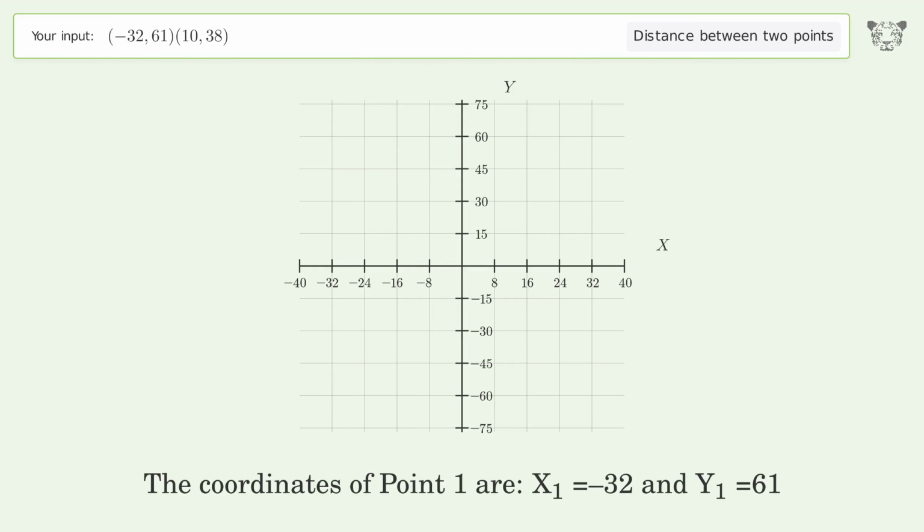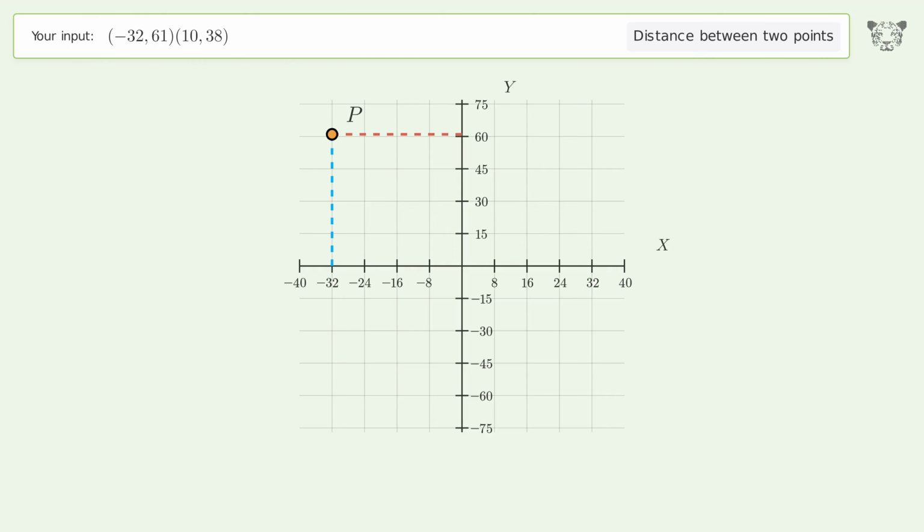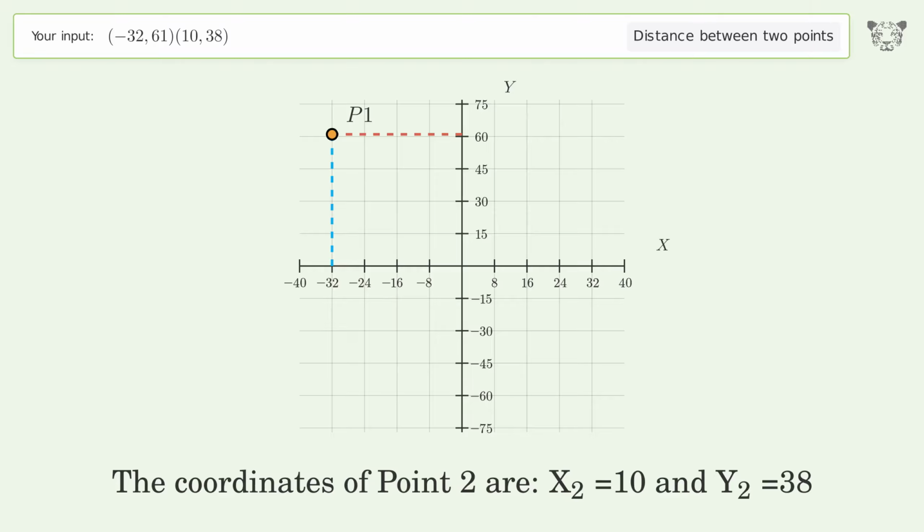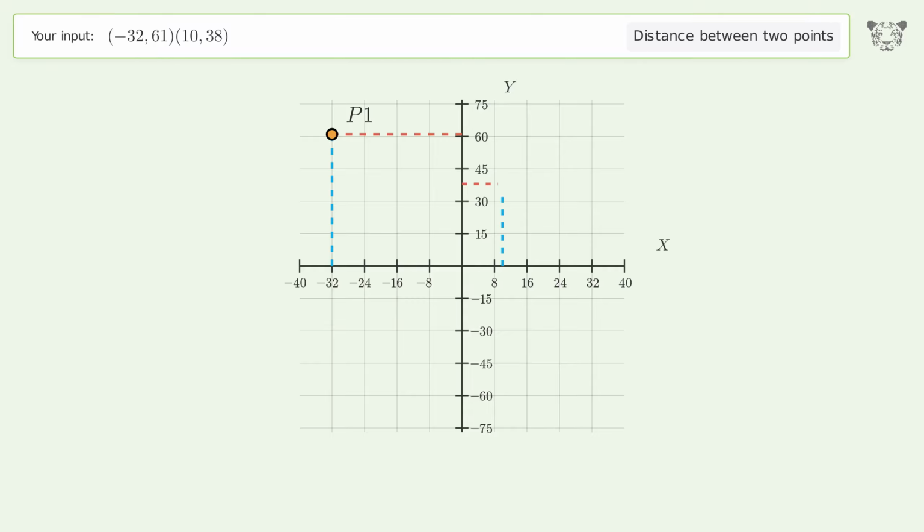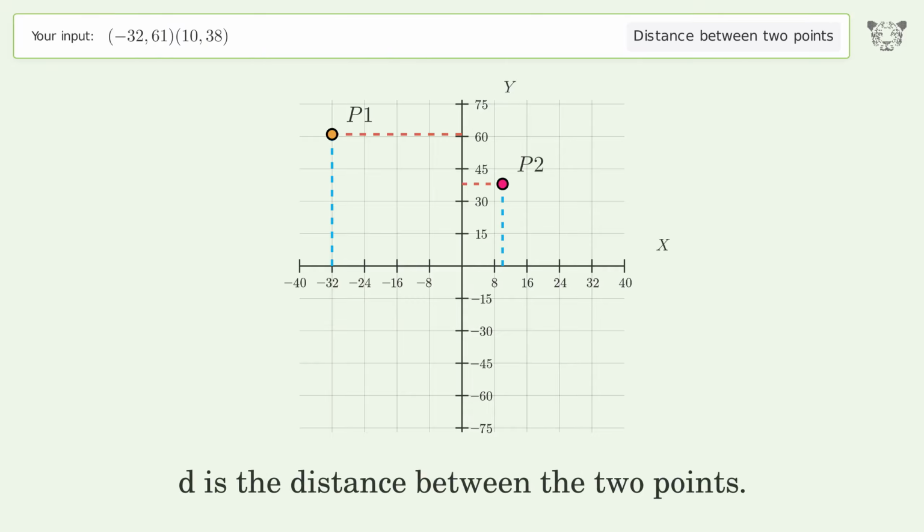The coordinates of point 1 are x1 equals -32 and y1 equals 61. The coordinates of point 2 are x2 equals 10 and y2 equals 38. D is the distance between the 2 points.